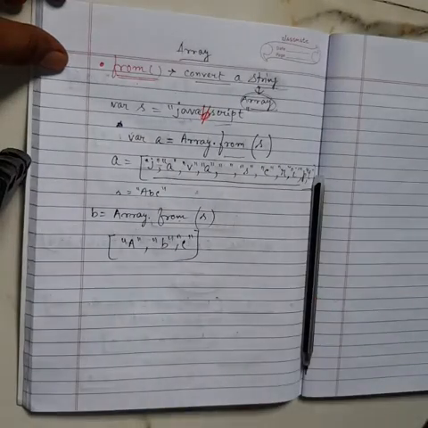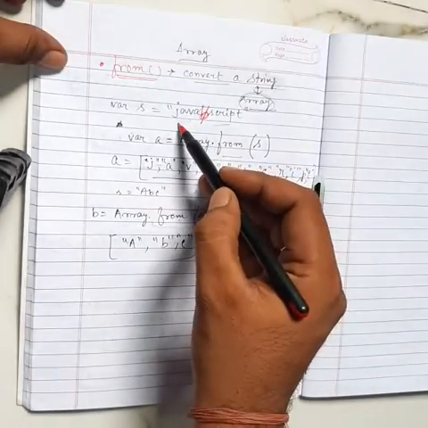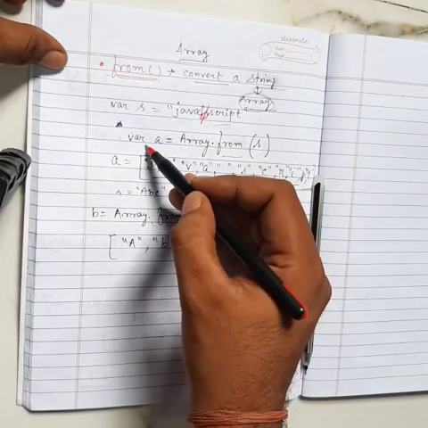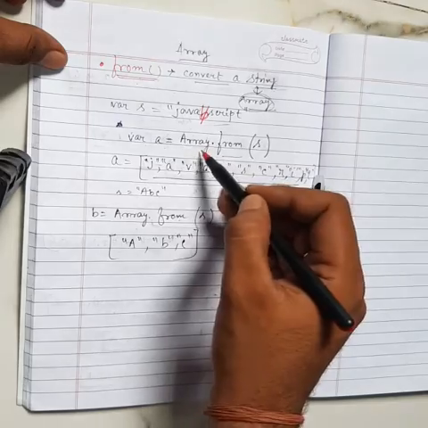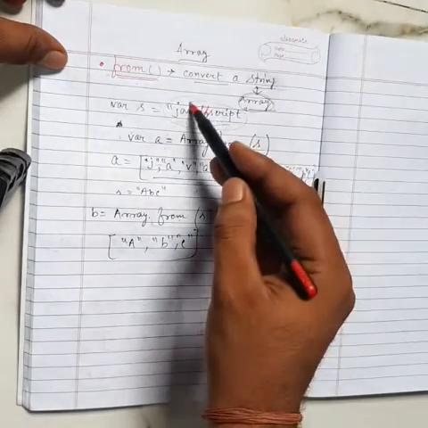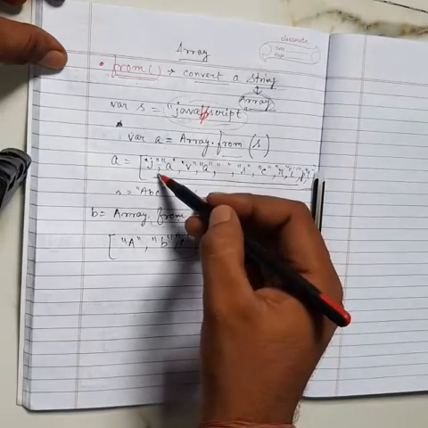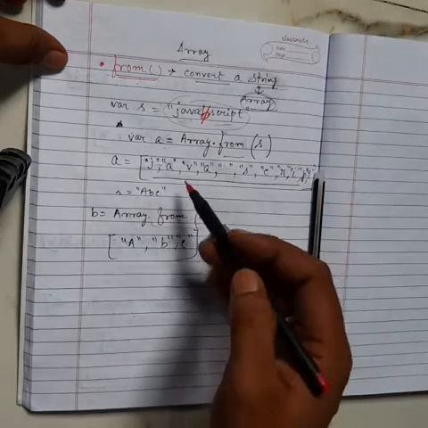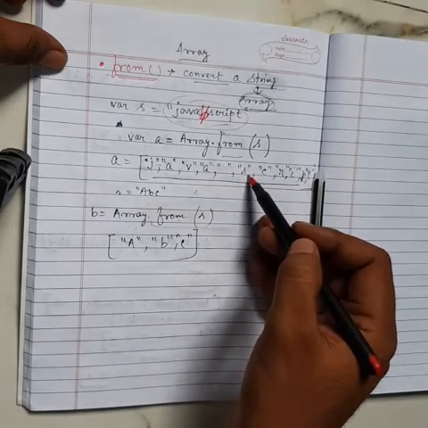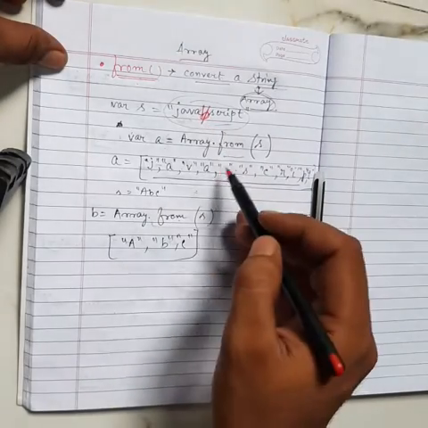So how does it work? Suppose we have one string, JavaScript, within double quotes, and then we write a equals Array.from(s). It will convert this string into an array. Now if we check the value, it will come like this. Each character will become an element of the array, including the space also.